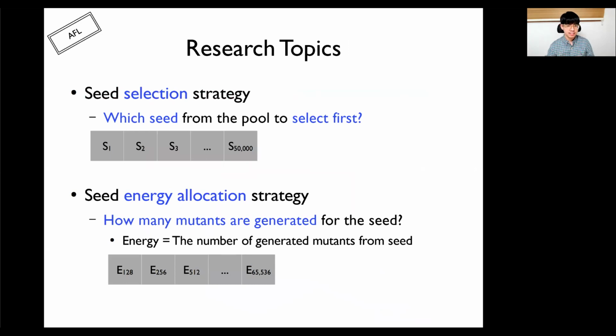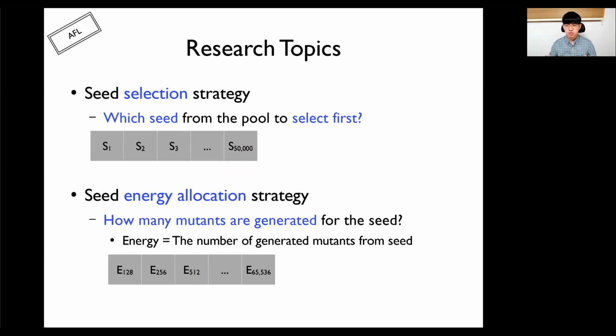Again, say there exist two main research topics. First, when testing real-world programs, the number of candidate seeds accumulated in the seed queue will usually be hundreds to tens of thousands. So in this situation, the first research topic is how to prioritize the seeds to generate mutants. And the second topic is how much energy to allocate from the selected seed.